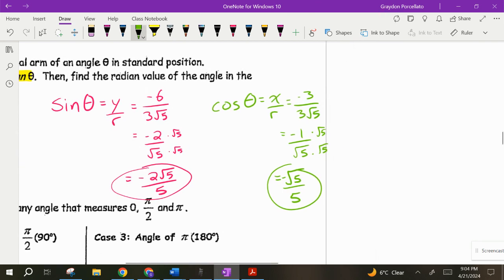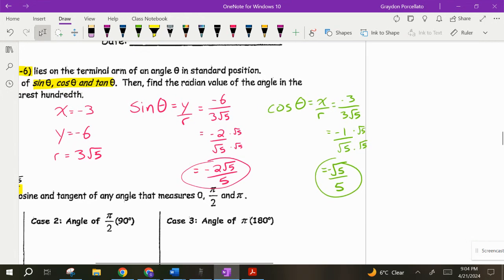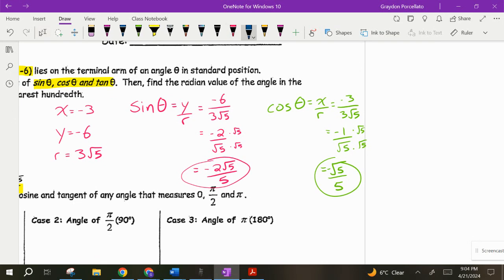And last but not least here, we're going to do tan. I'm just going to zoom out a little bit so I can keep those seen. So we're going to do tan theta, and that's equal to opposite over adjacent. So that's y over x, which in this case is negative 6 over negative 3, which is just equal to 2. Okay. Now we've got all our ratios. We just figured out those highlighted values.